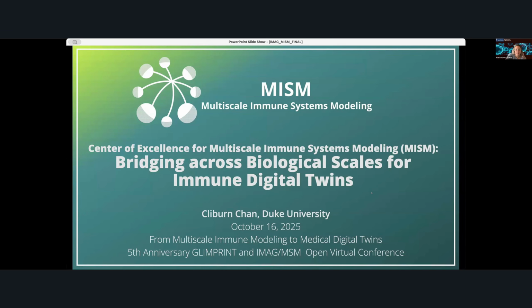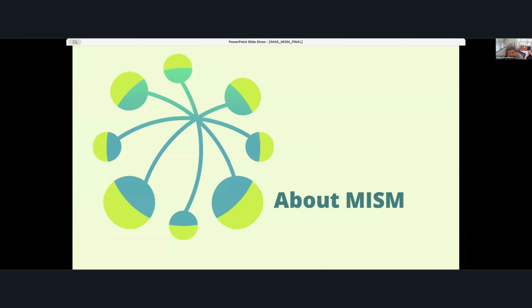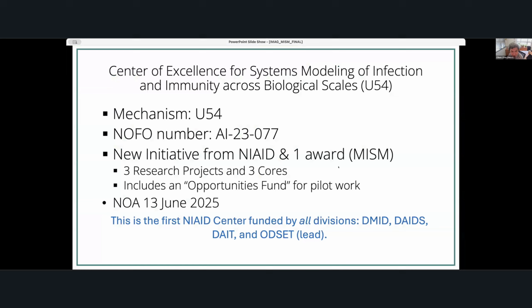Okay, great. I'm really grateful to be able to give this talk and introduce the new Multiscale Immune Systems Modeling Center, which we call MISM. This was funded through a U54 mechanism. It's a new initiative from NIAID. There's only one award. It includes 3 research projects and 3 cores, and an opportunities fund for pilot work, which is a great way to collaborate with other people. It's just funded on 13th June, so we are 4 months old. This is a baby center.